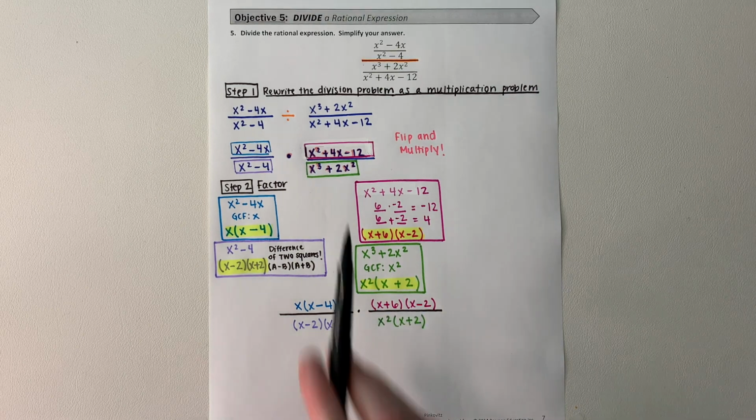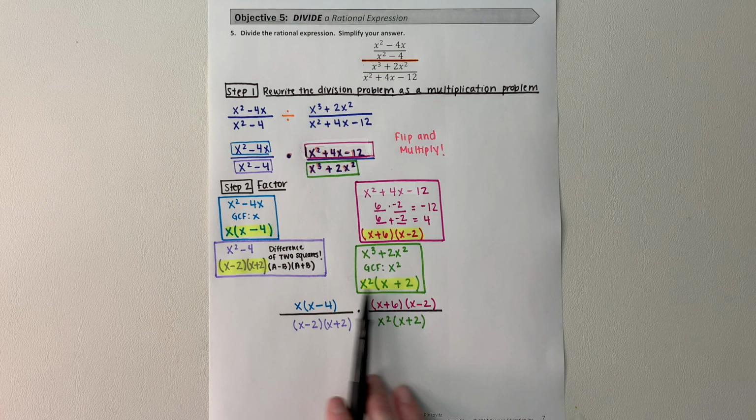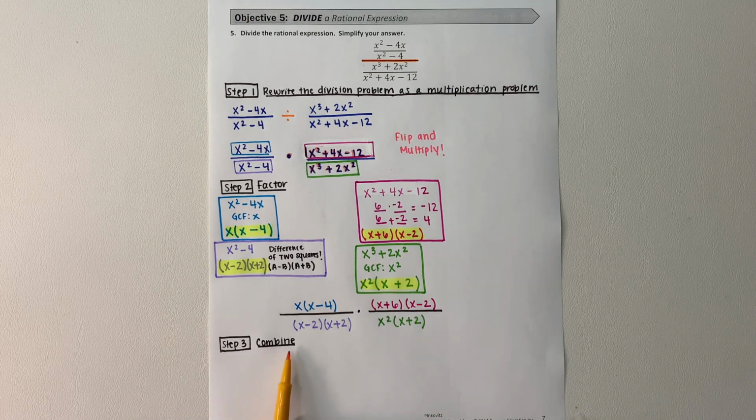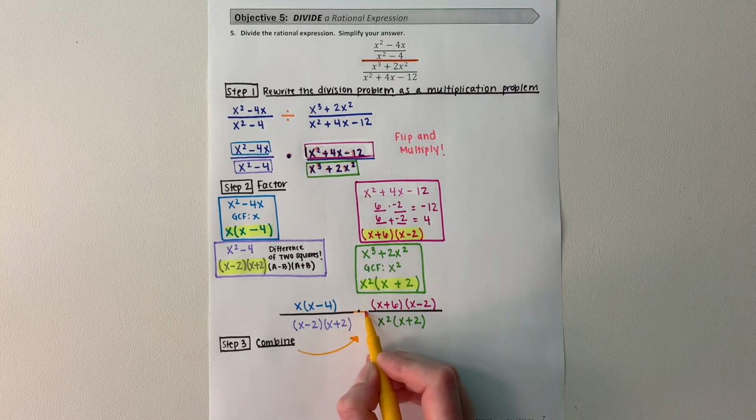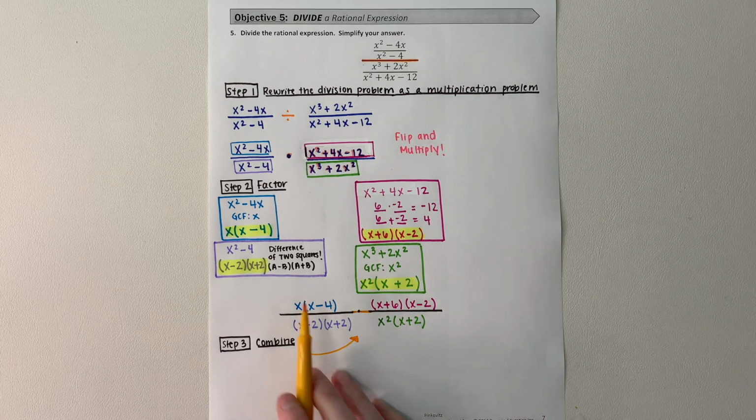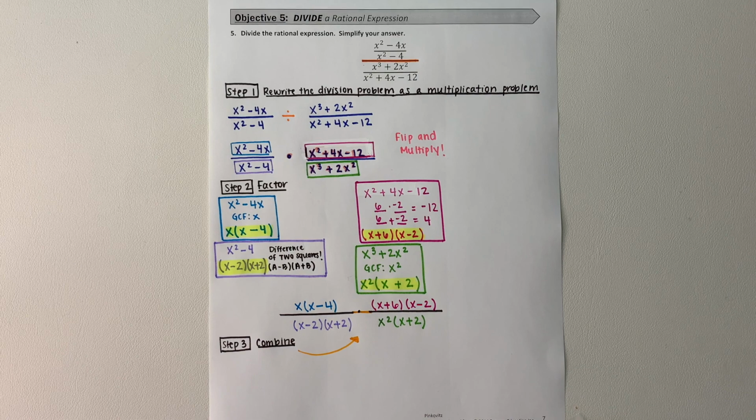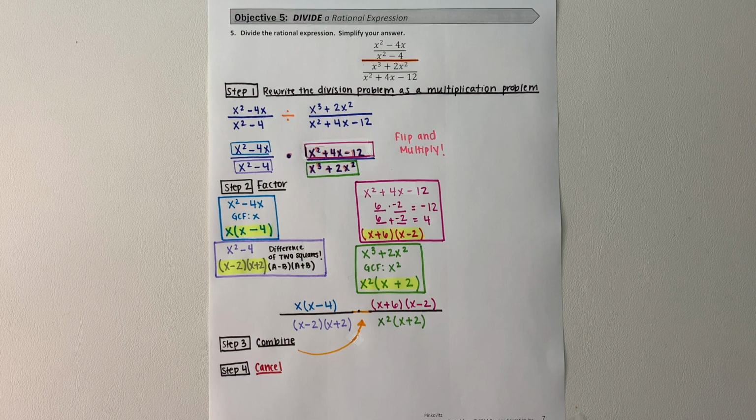Now, after you've rewritten your multiplication problem in factored form, the next step is to combine. You can write this as a separate step, or a quicker way is to just connect these two lines here. Now we're multiplying this numerator times this numerator and this denominator times this denominator. And last, with any fraction, you always need to check at the end to see if you can simplify. And we simplify by canceling common factors.